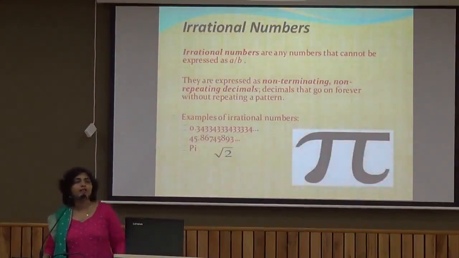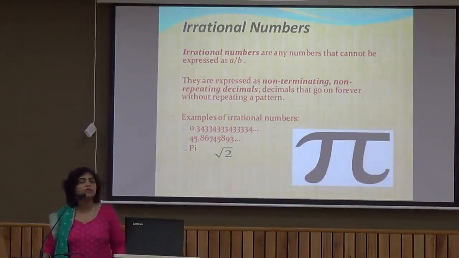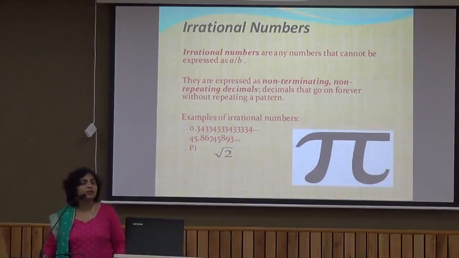Now we have already done irrational numbers in class 9. So we again come back to irrational numbers, and here we'll prove how we can say that the number given is irrational. Irrational numbers are those numbers which cannot be expressed in the form a upon b, where a and b are integers and b is not equal to 0. And in decimal representation, non-terminating, non-repeating decimals are irrational numbers.